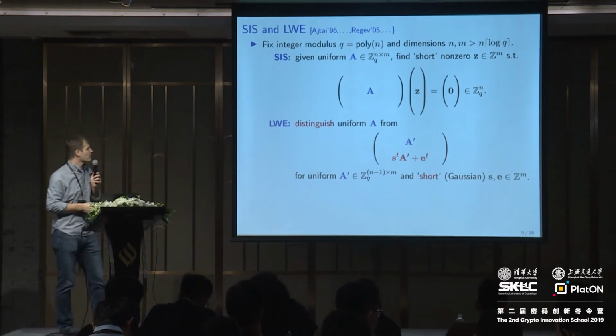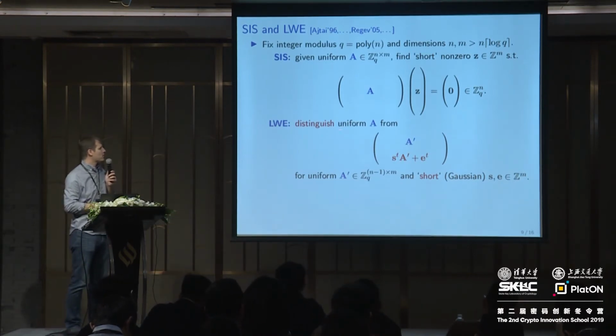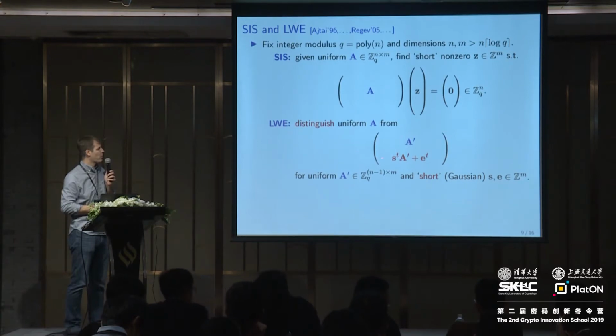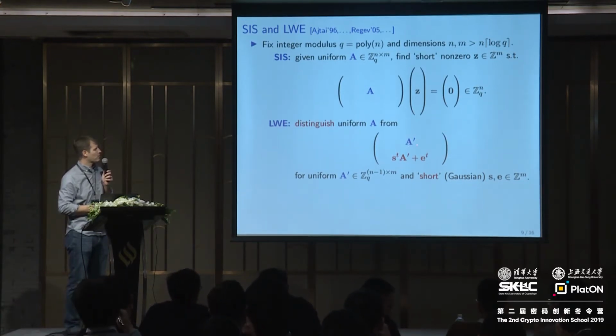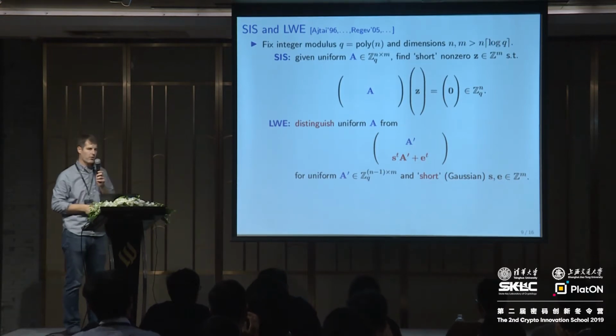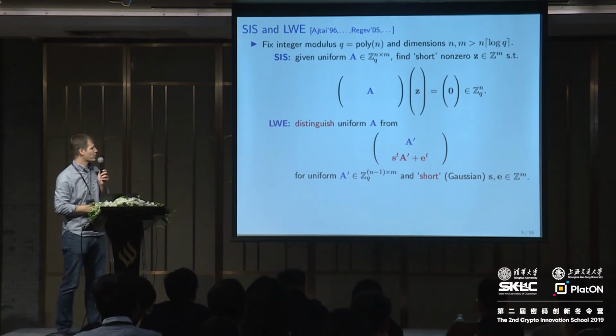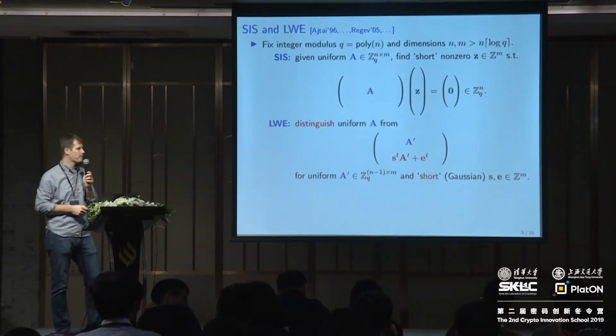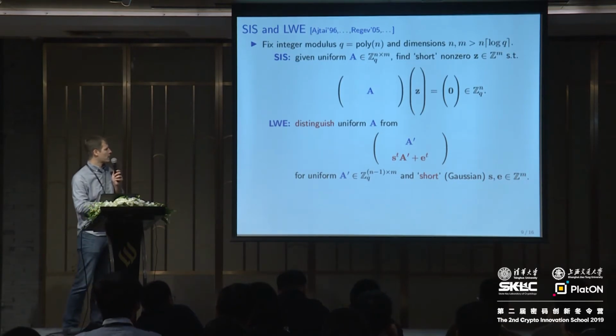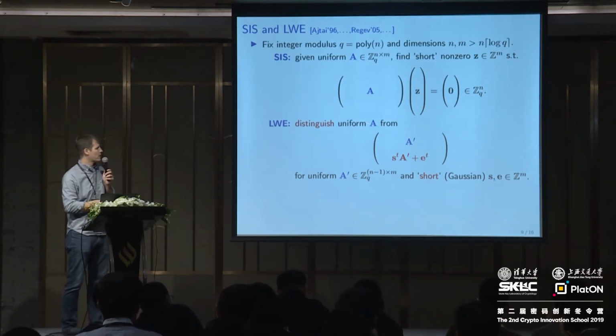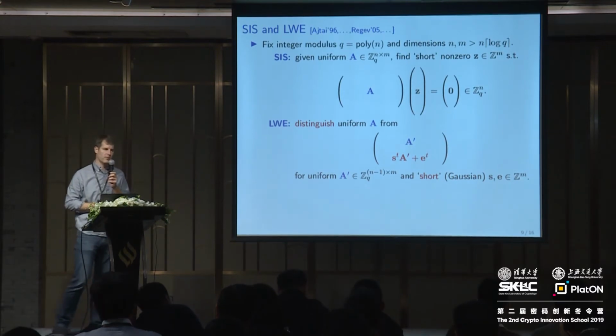And for LWE, the goal is to distinguish a uniformly random matrix A of these dimensions from a matrix which is uniformly random on the top rows, but the bottom row is a random combination of these top rows plus a little bit of error. Okay, so this A prime is uniformly random. It has n-1 rows. And then the bottom row here is s times the top rows plus error. And so just distinguishing between this kind of matrix and a uniformly random matrix of the same size. That's the LWE problem.